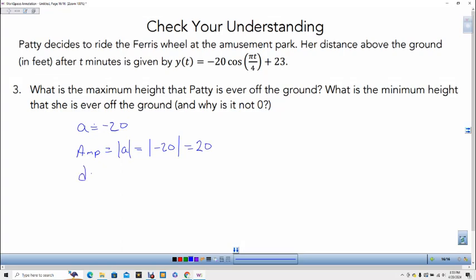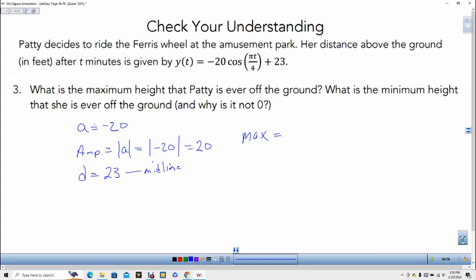Now, what is D? D is the vertical shift. Well, the vertical shift here is 23. And remember, we're talking about feet in all these. So the maximum, going from our little bit of notes there in the quick notes, remember this, the D is the midline. So that is when the thing is at the center. So then the amplitude is going to go this far above the midline, and go this far below the midline.